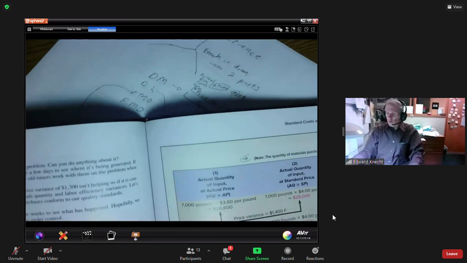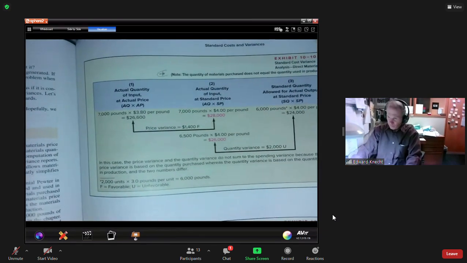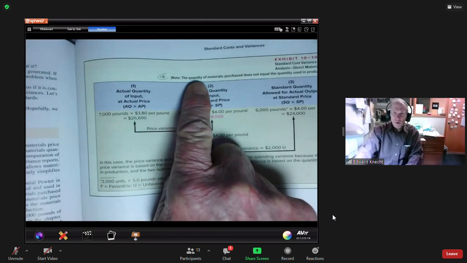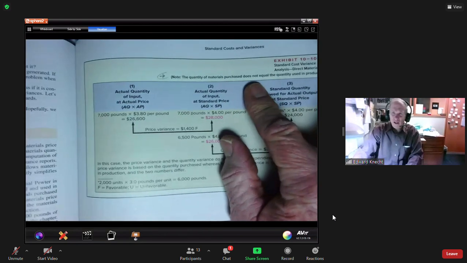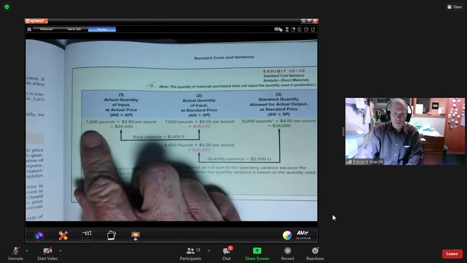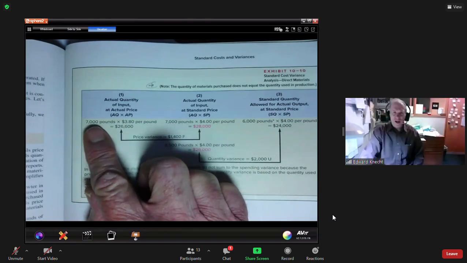Oh, one other thing, highlight this because this could happen, probably will happen on the exam. Note, when the quantity of material purchased does not equal the quantity used in production. Oh, you mean you can buy more than what you use up? Yes, they bought 7,000 pounds.